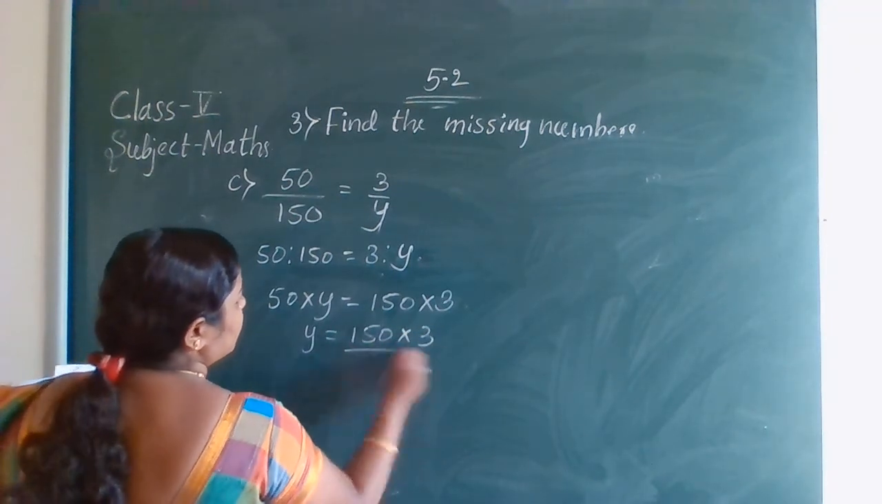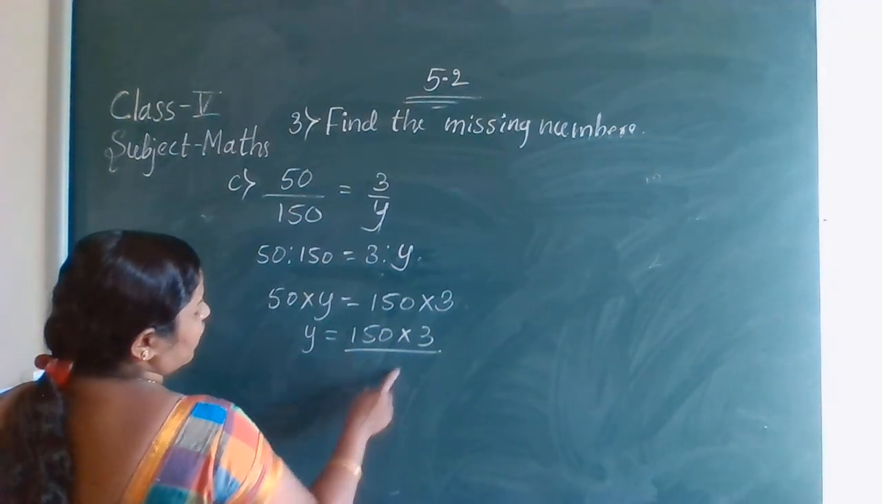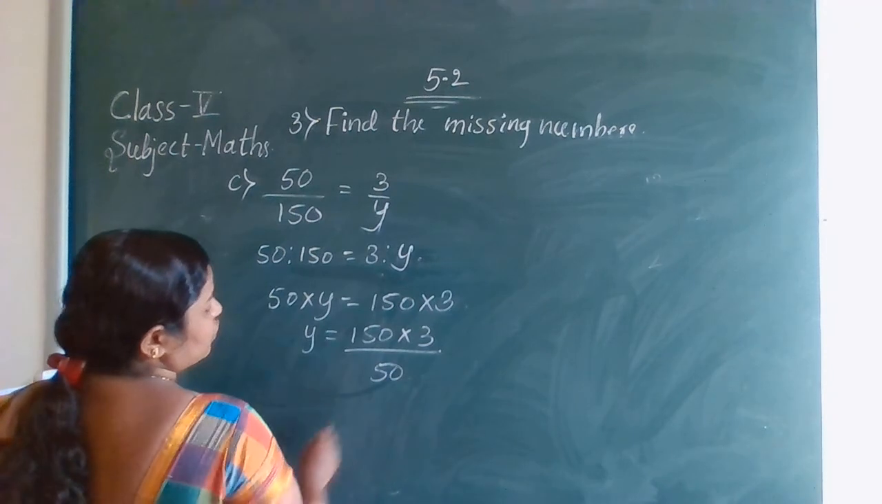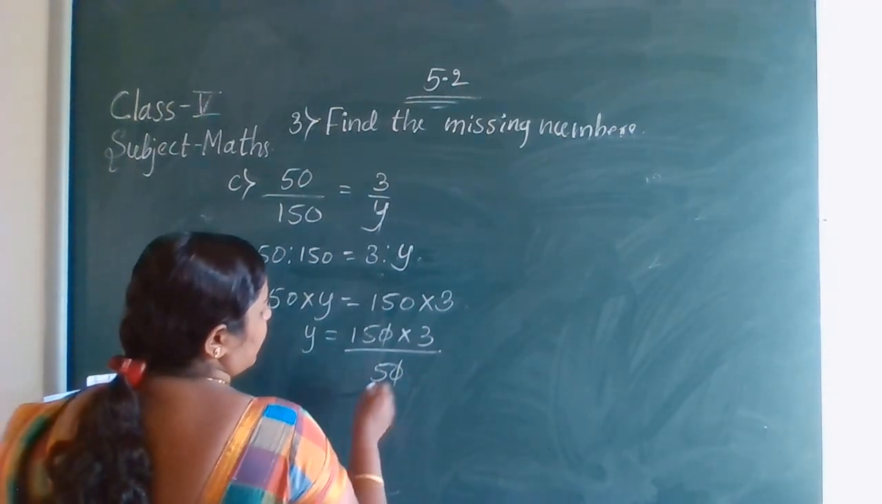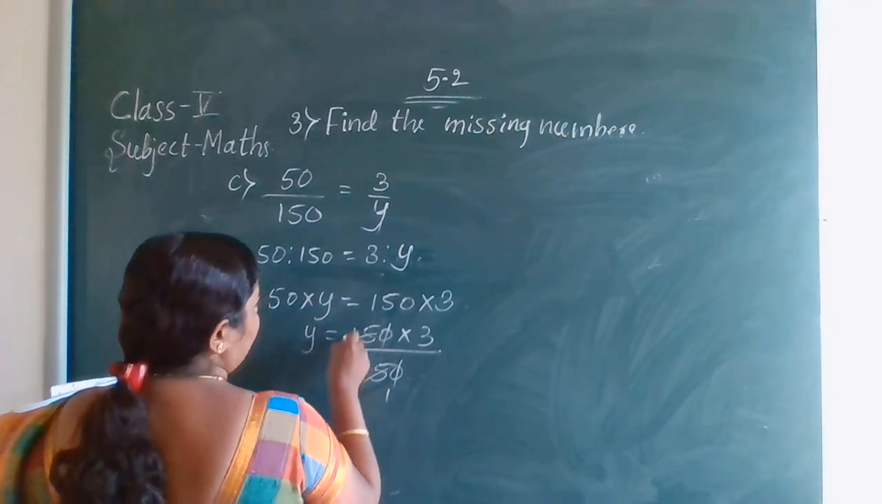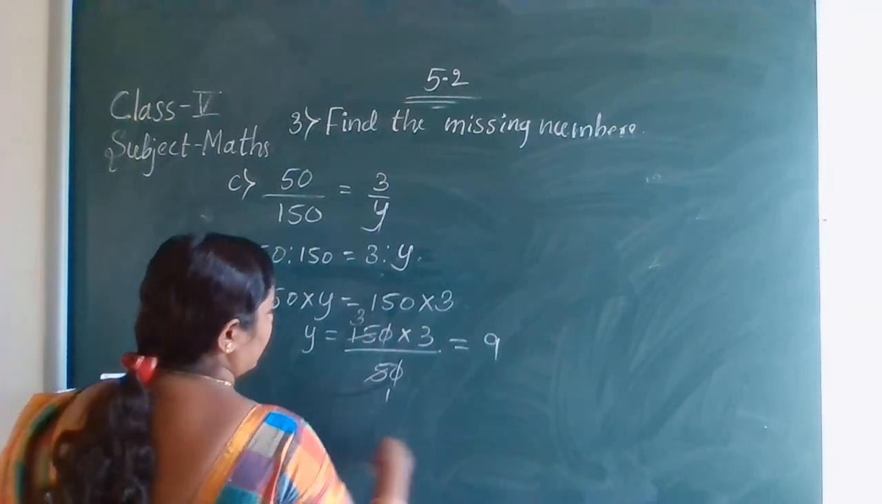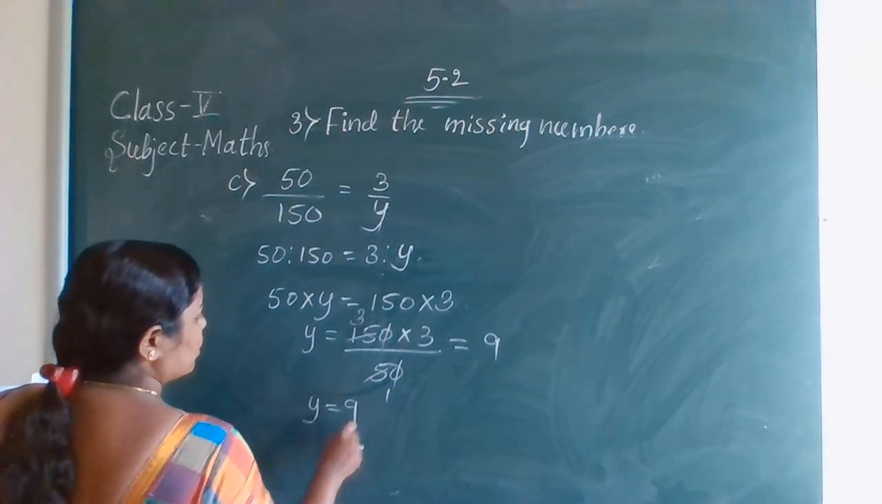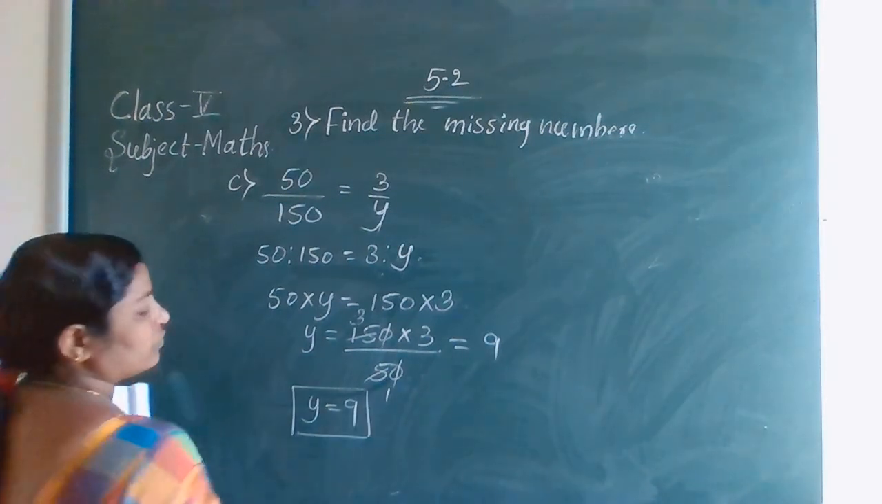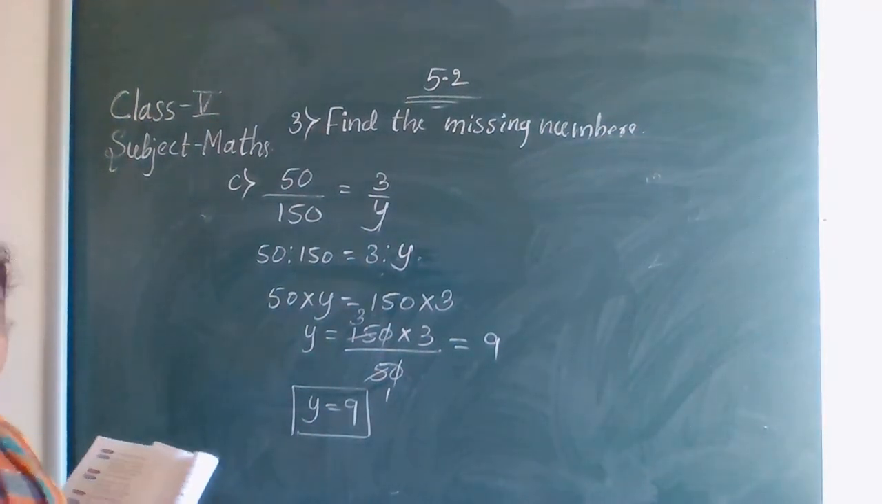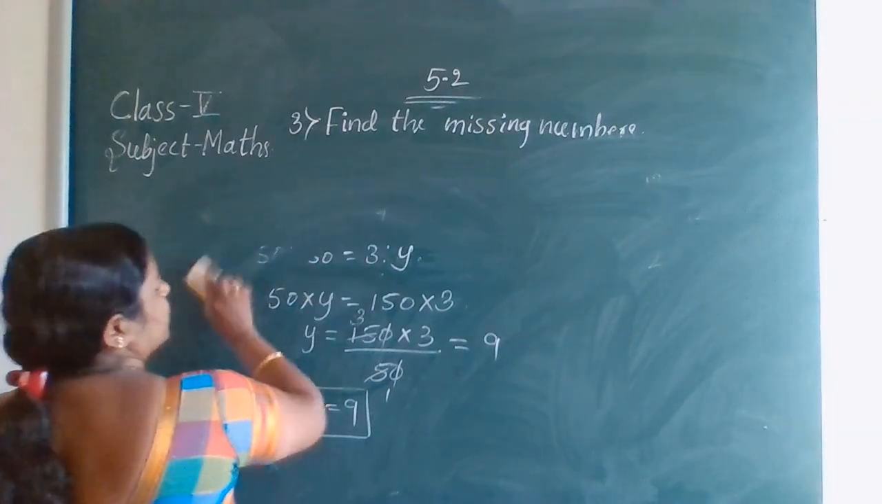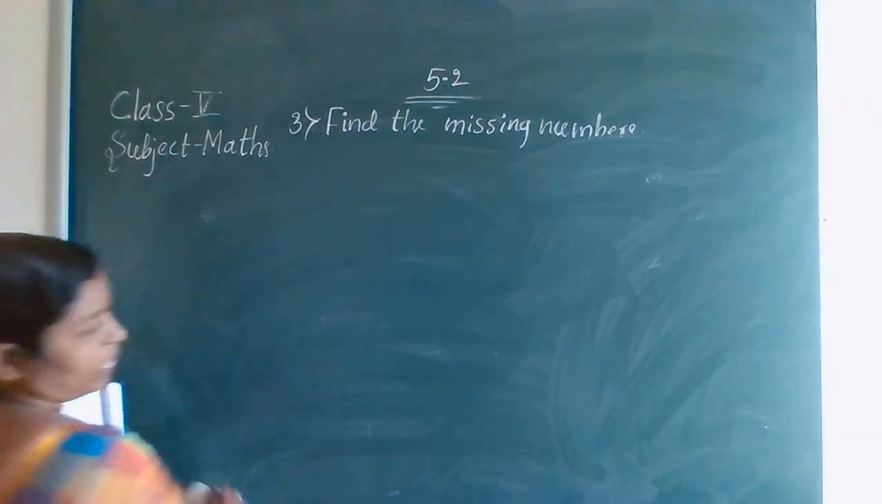150 into 3 divided by this 50 will come down. So this 0 cancels. 5 ones are 5, 5 threes are 15, 3 threes are 9. Y is equal to 9 is the answer. Next, D.